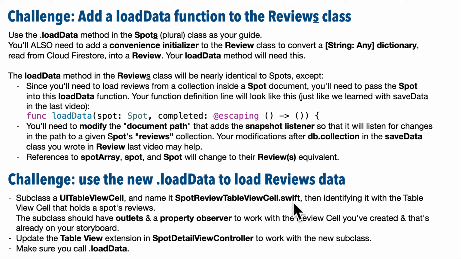Now this file should be structured just like any other class file you've done for a custom table view cell, so you'll have your IBOutlets in there. You'll also want to create a review property of type Review that has a didSet property observer that will update the cell whenever the review has changed, and then update the table view extension in SpotDetailViewController.swift to work with the new subclass. The setup should be similar to any previous custom table view cells you've worked with. Hint, remember to subclass the table view cell in your tableView cellForRowAt method. And then finally, make sure you call reviews.loadData. I suggest doing this in viewWillAppear in your SpotDetailViewController.swift file. So why don't you give this your best shot? Pause.